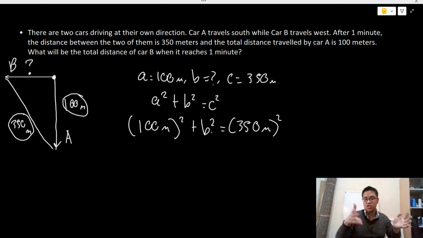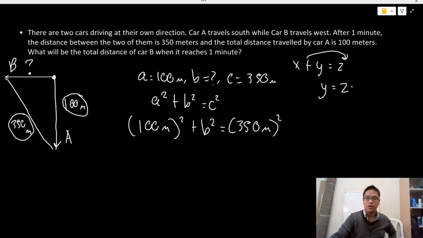This one is easy, just basic algebraic transformation: make B alone so that you can find the value of it. Just like, for example, x plus y is equal to z. How to find your y? Make y alone. Transpose x to the right side, and you will have y is equal to z minus x. So there you go.